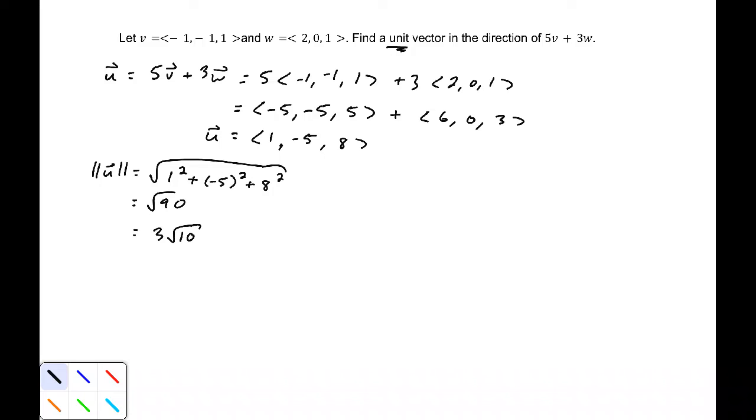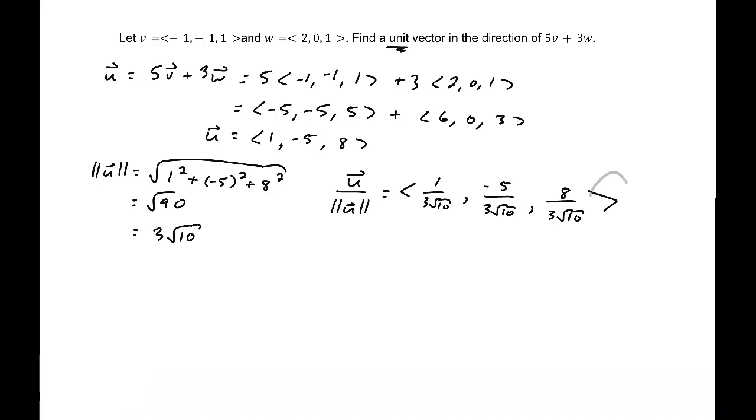So the vector we are actually looking for is going to be that vector u, but we're going to divide by the magnitude of that vector. So vector u divided by the magnitude of vector u, and that means we're going to have the vector 1 divided by 3 square roots of 10, comma, -5 divided by 3 square roots of 10, comma, 8 divided by 3 square roots of 10.